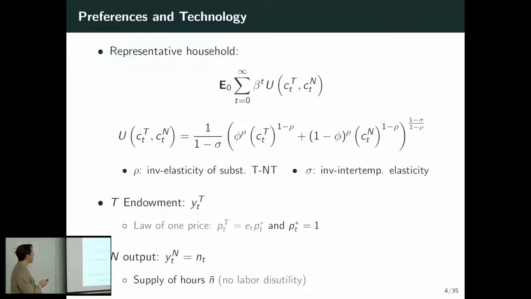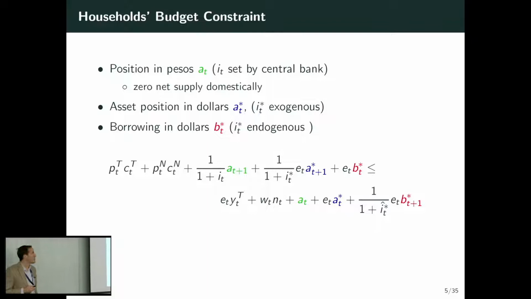This is the household's budget constraint. They're going to have basically three types of assets that they can hold or issue. There's going to be a position in pesos, A_T, and the nominal interest rate here is going to be set by the central bank. There's going to be an asset position in dollars, A star, and the interest rate on those assets, think about US Treasury bills, is going to be exogenous. There's also going to be borrowing in dollars at an interest rate, I hat star, that is going to be endogenous.